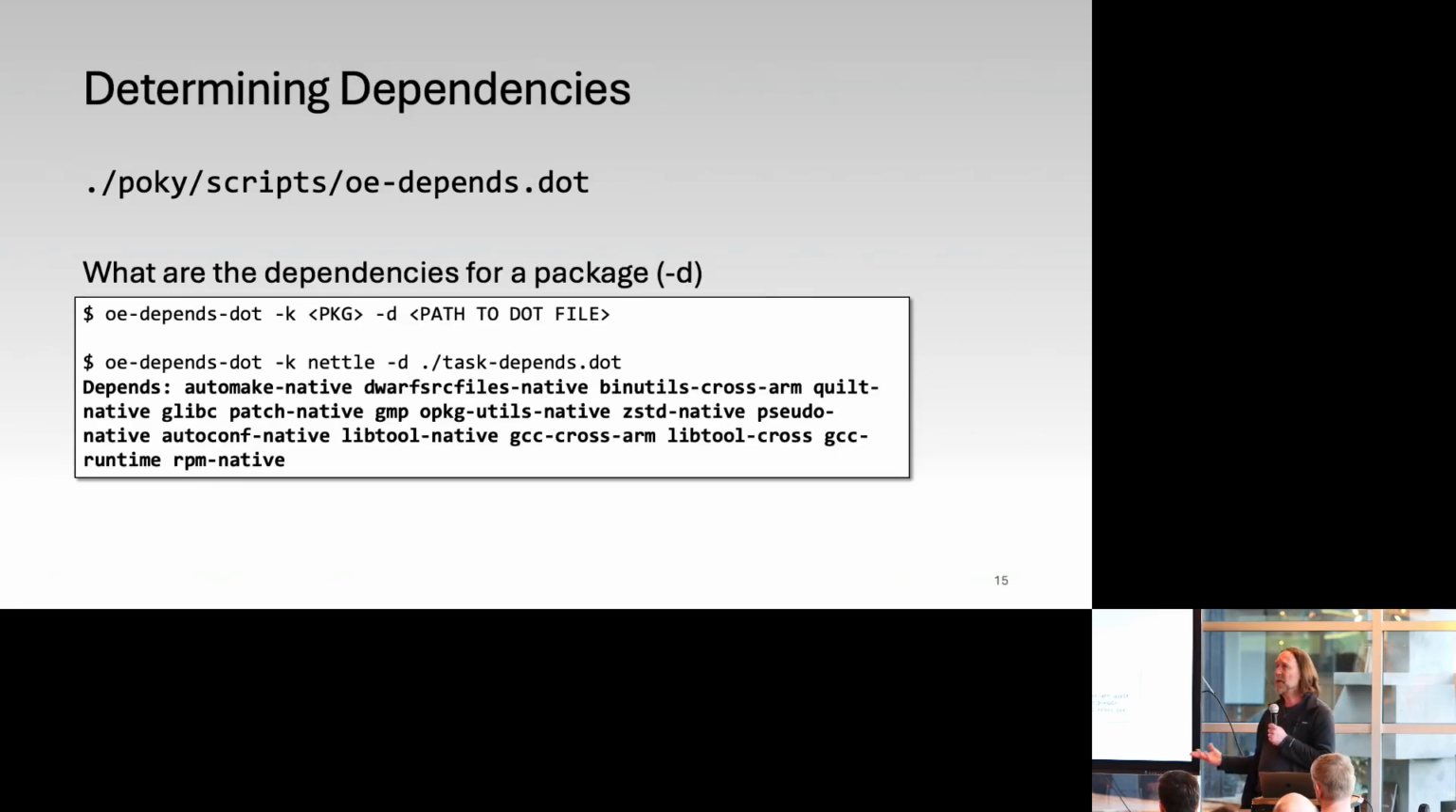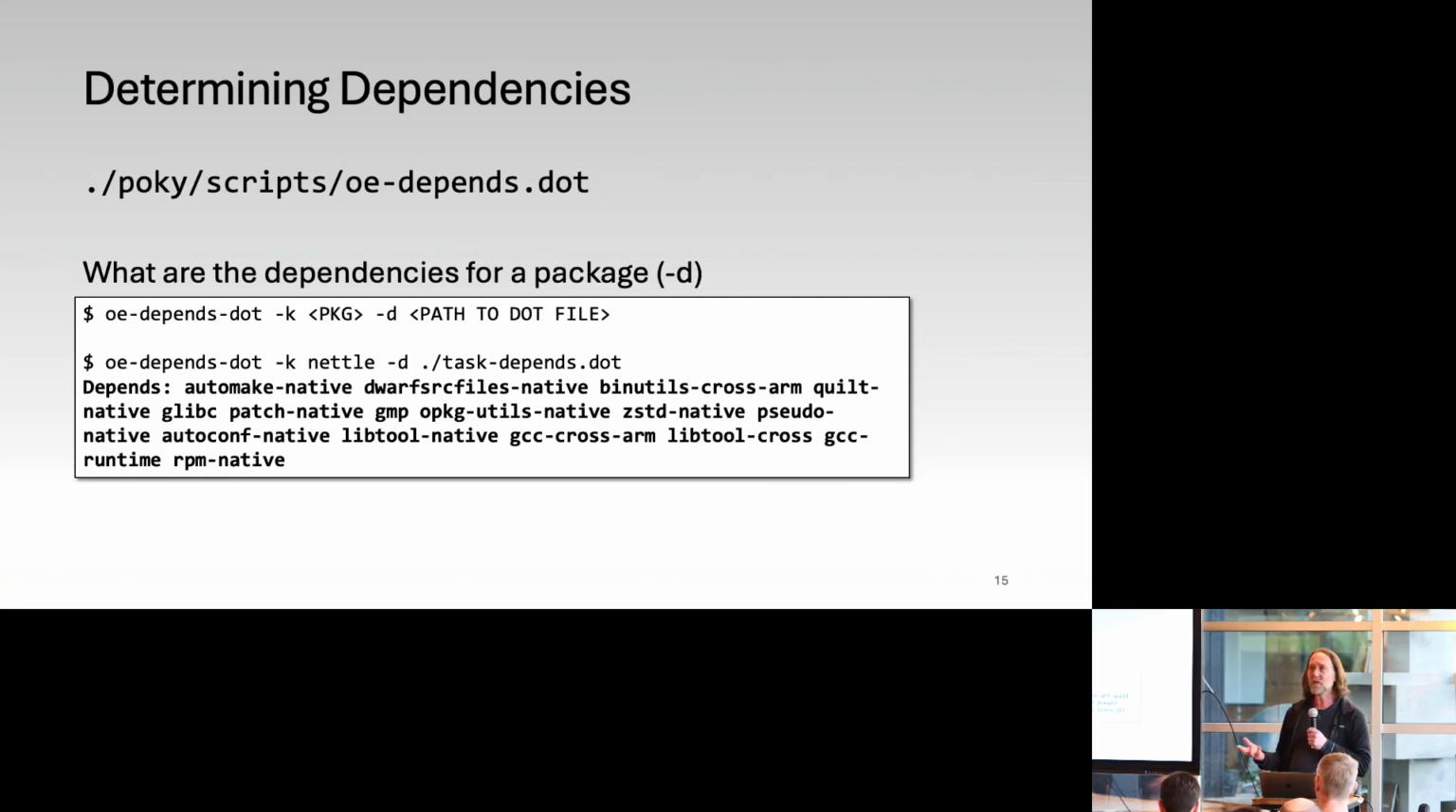And then if you want to know the dependencies, so if you've got a particular package and you want to know what are the dependencies of this package, then we have the -d flag. So we've got our OE depends, -k for the thing that we're looking for, the -d, and path through to our dot file.